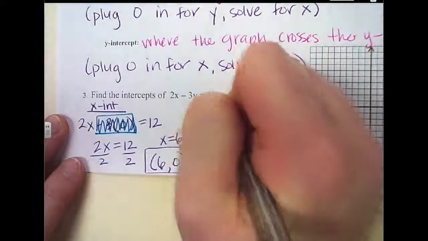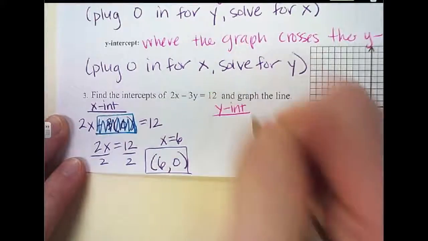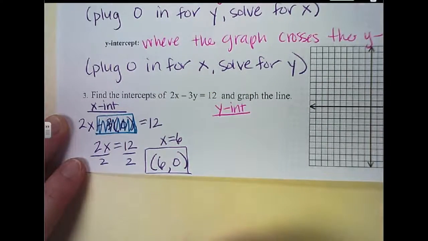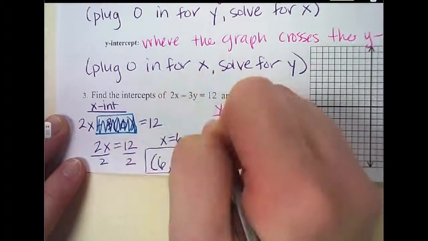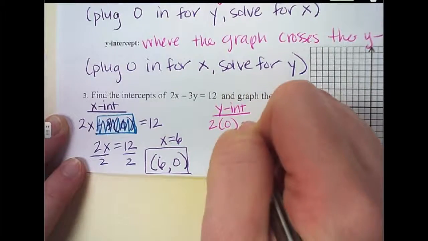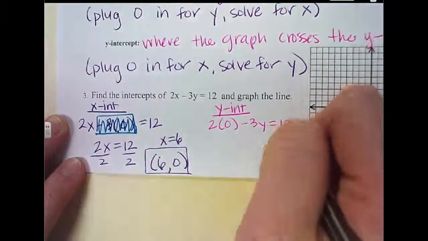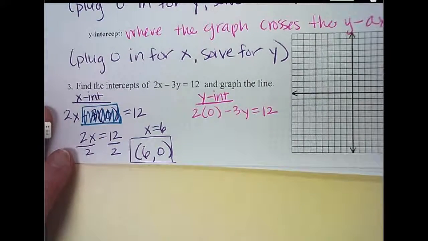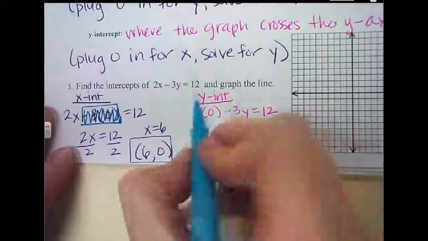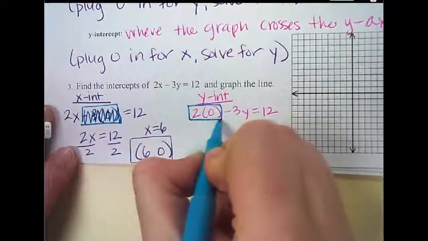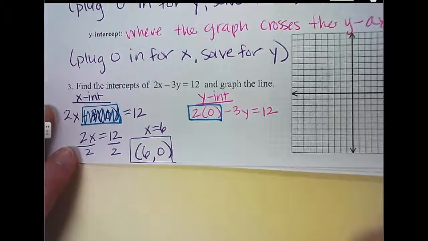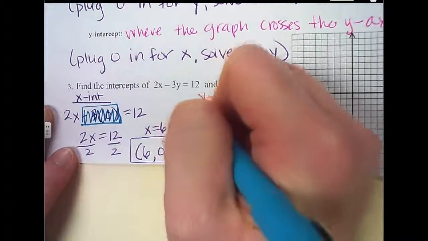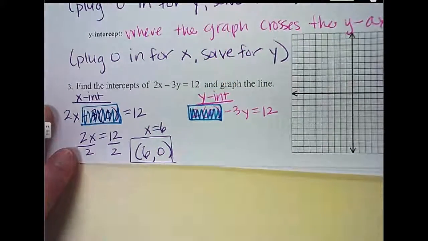And then we'll do the y-intercept. Using the same equation, but now I put 0 in for the x. So 2 times 0 minus 3y equals 12. What happens to this 2 times 0? It's canceled. 2 times 0 is just 0, so just mark it out.